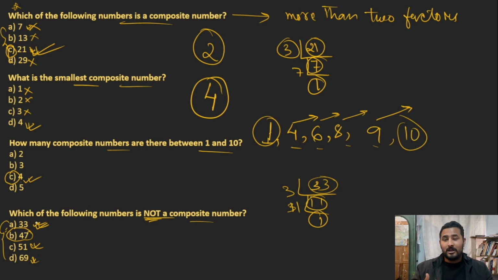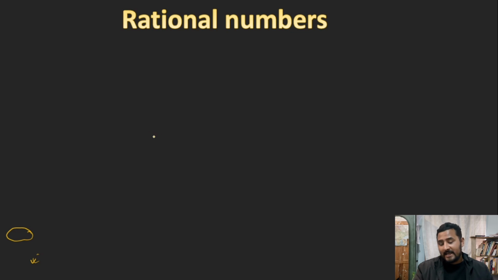So I hope you have learned what a prime number is, what a composite number is. So now let us go to next, that is our rational numbers. Again, a very important topic. So what is a rational number? This also starts in class 9, class 8. Okay, so let's see what a rational number is.